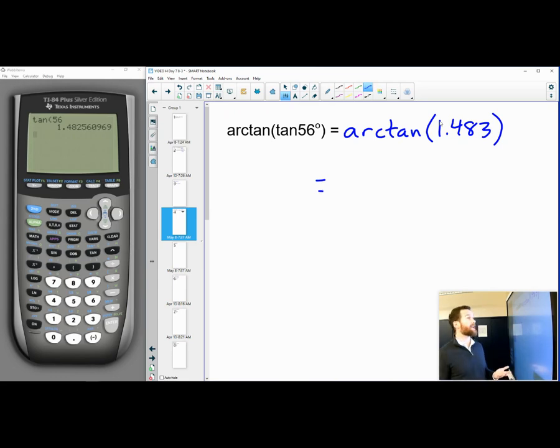Now let's just find the arctangent. So we hit second and tangent to get arctangent in our calculator. Then I type 1.483 and we get 56.008 it'll round to. Again, very close to that 56 we started with. We just didn't get the exact same thing because we rounded.